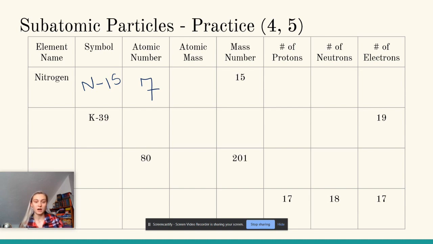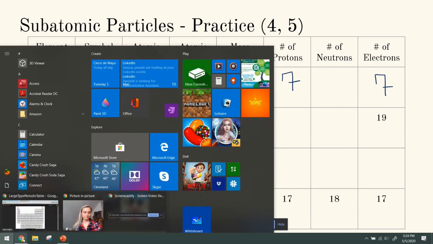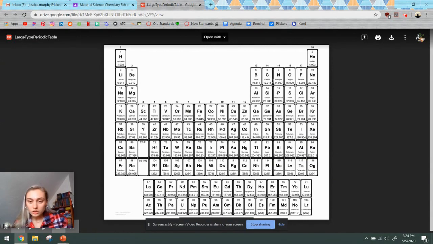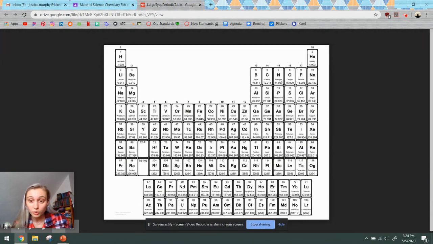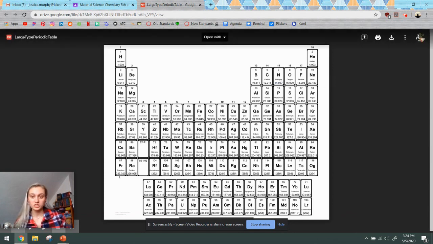The atomic number, I said, was 7. And what do we know that the atomic number is equal to? Protons, yay. So I'm going to put 7 here. We're assuming all of these atoms in this table are neutral, which means the number of protons is equal to the number of electrons, so we can already fill out the number of electrons. Now all we have to do is figure out the number of neutrons and the atomic mass. The atomic mass is on the periodic table, so let's go get that really quick. It looks like the atomic mass is 14.007.